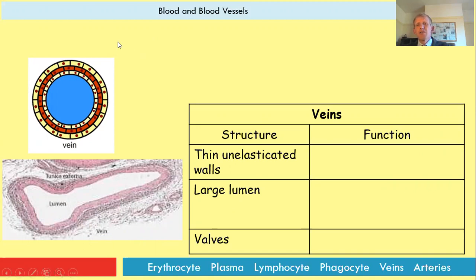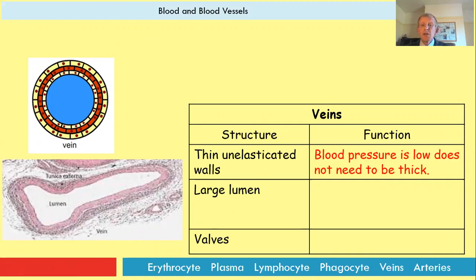Okay, guys, well done for having a go at that. So we've got thin unelasticated walls. The blood pressure is really low by the time it's got to the veins, and therefore the veins just simply don't need to have those really thick elasticated walls.